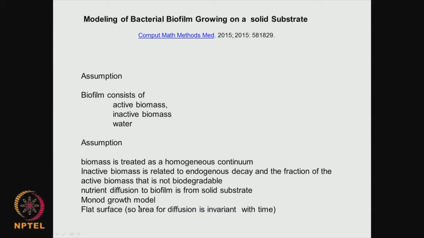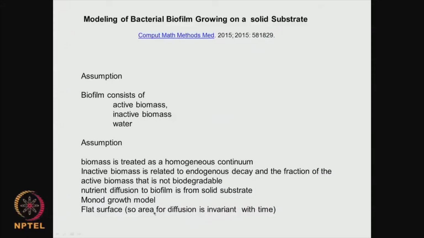You remember you must have done a long time back in bioprocess, where you have mu is equal to mu max divided by K plus S and so on. Then you have a flat surface, so the area of diffusion is invariant with time. So, there is no change in the area of diffusion, but in a real situation, as the biofilm grows, the area that is exposed to the movement of the nutrient can change. As the biofilm becomes bigger and bigger, the area per volume can become smaller and smaller.